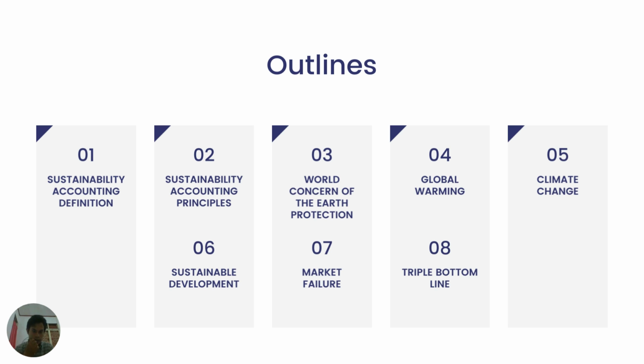The first one is sustainability accounting definition. The second is sustainability accounting principles, and the third is the concern of air protection, and the fourth topic is global warming, the fifth topic is climate change, the sixth topic is sustainable development, the seventh topic is market failure, and the last one is the triple bottom line.